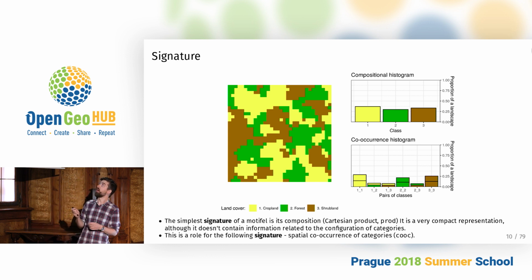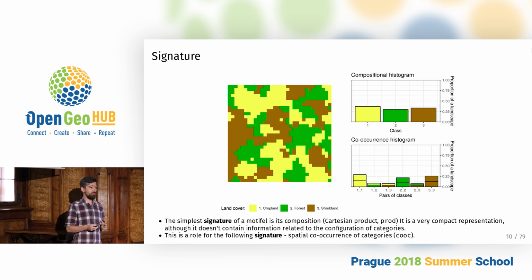Probably the easiest signature you can have is this one. It's a composition of land cover categories. So you can say that 40% of this area is cropland, and 30% is forest, and the rest is shrubland. That's nice. But there is one little trick. This could also mean that you have agriculture, forest, and shrubland just next to each other in huge blocks. But it could also mean that you have each pixel totally randomly distributed with a different category.